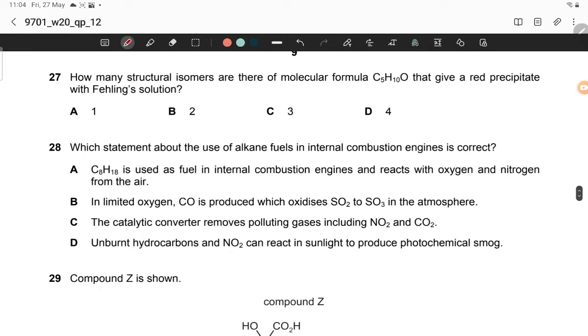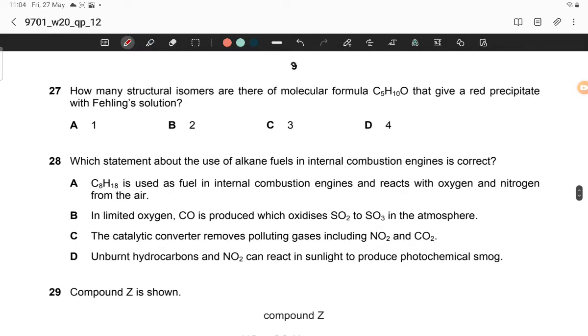Question number 27. How many structural isomers are there of molecular formula C5H10O that give a red precipitate with Fehling's solution?